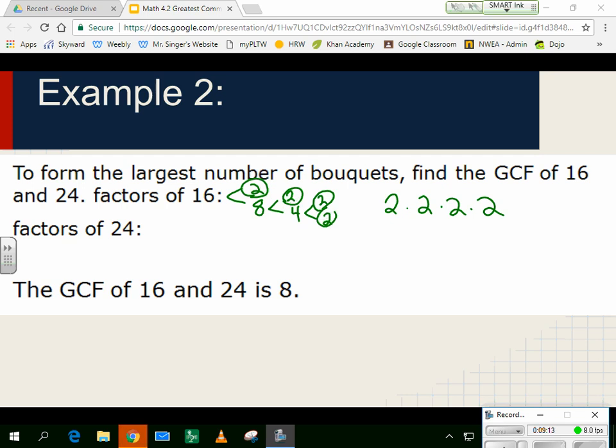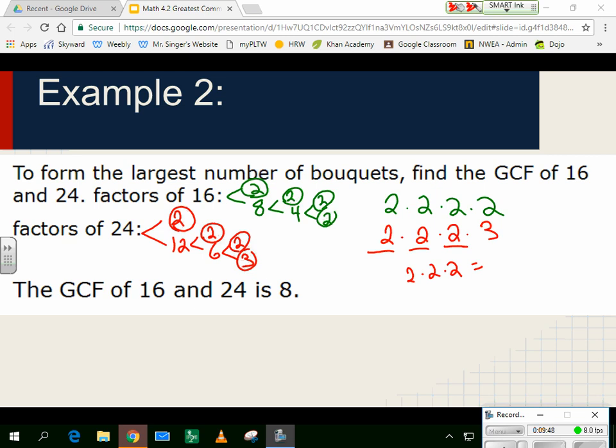What about 24? What can we break 24 down into? Well, the one that I'm thinking of is 2 times 12. 2 is prime, but 12 can be broken down into 2 times 6. 2 is prime. 6 can be broken down into 2 times 3. And now our factor tree is done there. So 24 is 2 times 2 times 2 times 3. So we can see that they both share a 2, a 2, and a 2. So they share 3 2's. 2 times 2 times 2. 2 times 2 is 4. 4 times 2 is 8. And that is the greatest common factor that these two have.